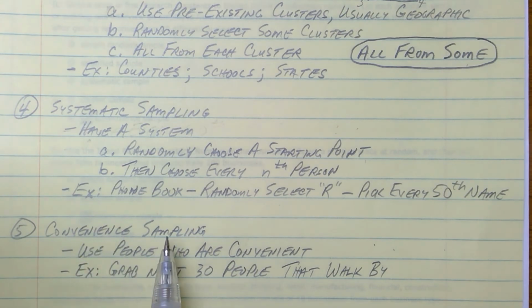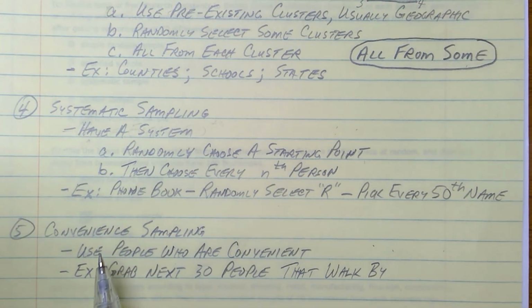And then finally, convenience sampling, which is probably the worst method of sampling. You just grab people who are convenient. Now, people do this all the time, but it's not a great sample. Maybe I just reach out in the hall when I'm teaching class and I just grab the next 30 people that walk by and I survey them or I measure them or I ask them a question or whatever I'm going to study about these people. Well, I mean, that is a method, and it definitely is easy. It's convenient, but does it really represent what you're looking for?